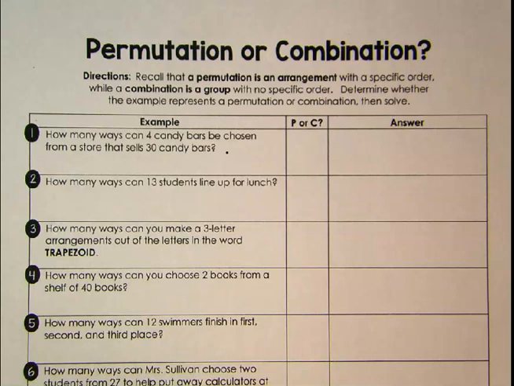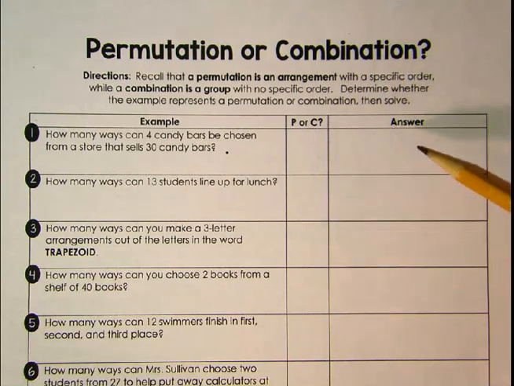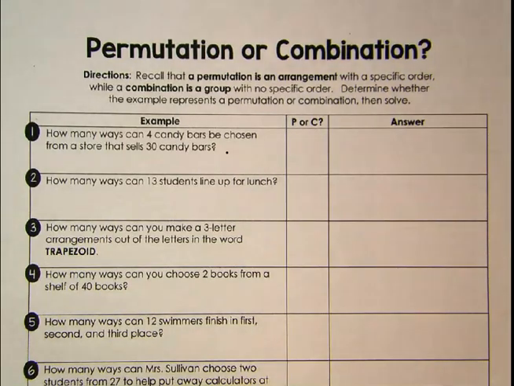So try this page. You're going to put P or C in this first column, and then you're going to work out the problem here with your answer. And then you're going to submit this to Shobi when it's complete. And then tomorrow we'll have another assignment. Please email me if you have questions.